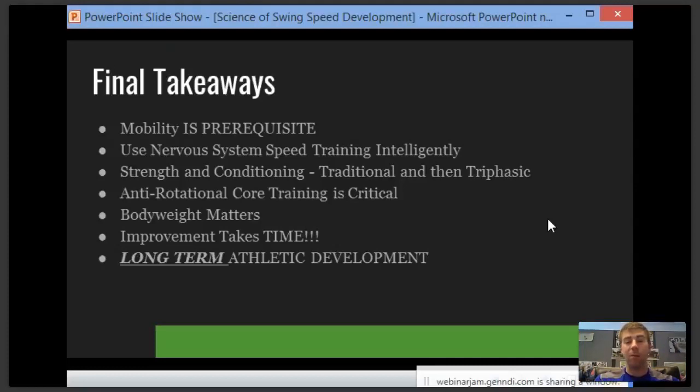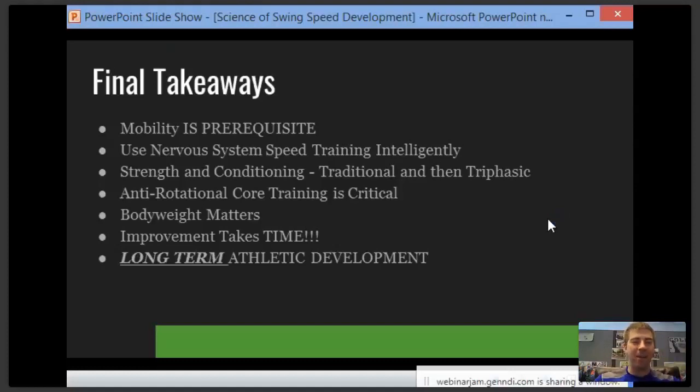So remember, the nervous system is the speed side of the power equation. Strength and conditioning is the strength or force side of that. And then you have your anti-rotational core training, definitely critical, because that impacts your shot put, which is highly correlated to clubhead speed. Body weight does matter. The more you weigh, the more potential force you have the ability to create. But a big beer belly is not necessarily helping your clubhead speed.